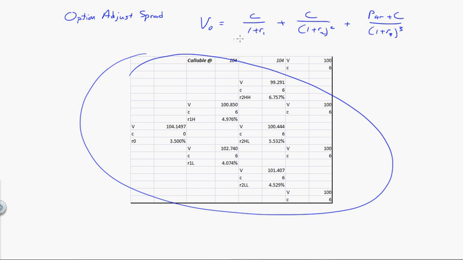The option adjusted spread says if I add some premium, P, I add P right there, wherever that premium is, if I add that premium in there, it makes the value of the callable bond the same here as there. That is the option adjusted spread.